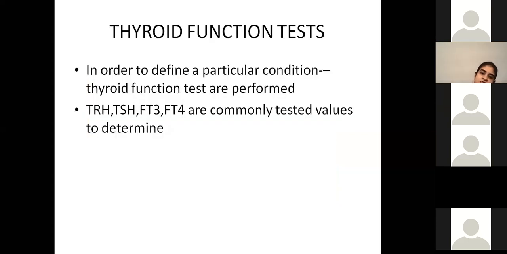Okay, moving on to the topic of the hour, thyroid function test. So in order to define a particular condition, thyroid function tests are performed. It's also known as a thyroid panel. It comes under different names when you go to the lab. What they primarily look for is TSH, FT3, FT4, but sometimes TRH may be added. Depends. But mostly TSH, FT3, and FT4 are tested when we talk about the thyroid panel.